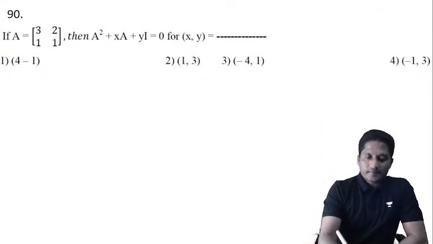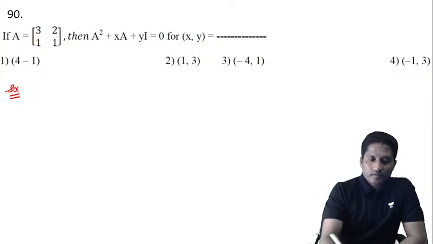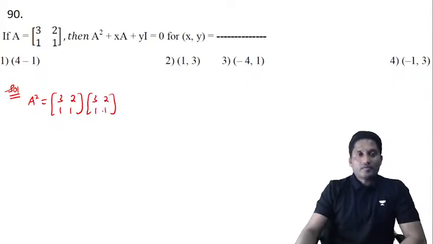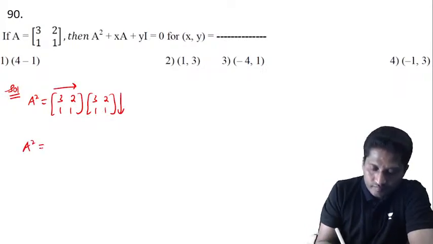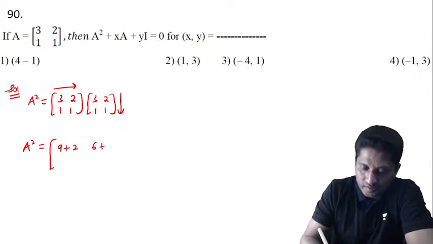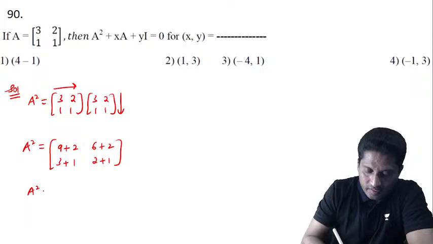I'll find out what is A square. A square is A into A, right? So this is 3, 2, 1, 1. This is also matrix 3, 2, 1, 1. Okay, now if I multiply first row, first column, this is 9 plus 2. First row, second column is 6 plus 2. Second row, first column is 3 plus 1. And second row, second column is 2 plus 1. A square is equal to matrix 11, 8, 4 and 3.